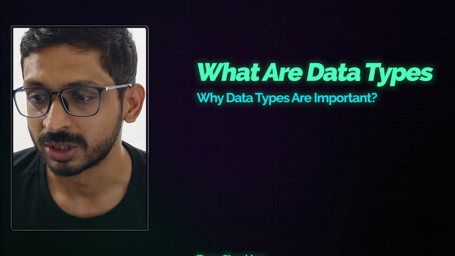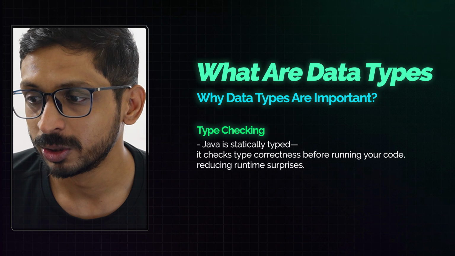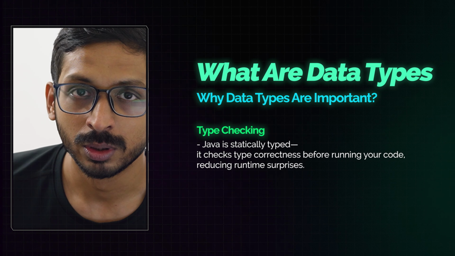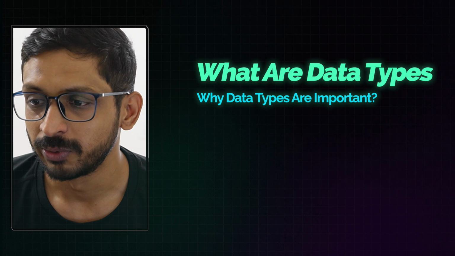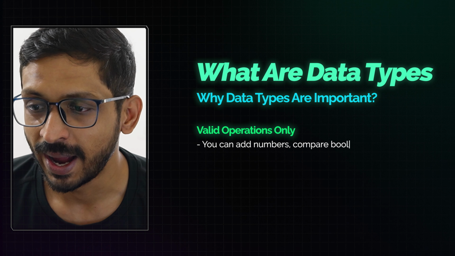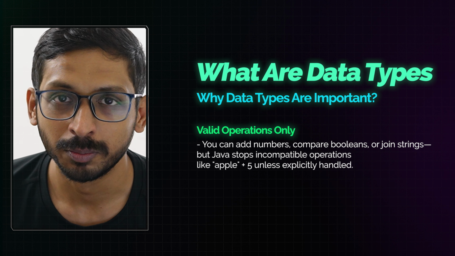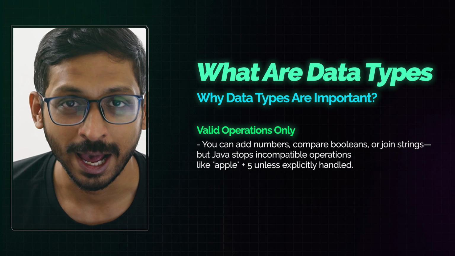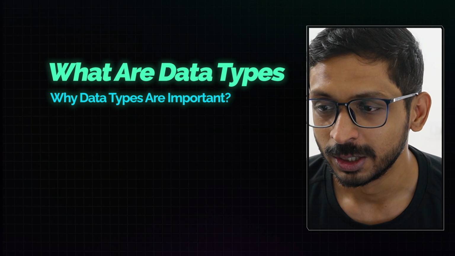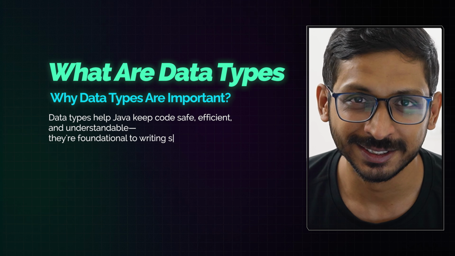Java also uses type checking. Since it's a statically typed language, Java checks all the types are correct before the code runs. This means you are going to get fewer runtime errors. And finally, valid operations. We can add numbers, compare booleans, and join strings, but we cannot mix incompatible types, right? Like you cannot add a word apple to an integer 5. So in short, data types keep our data safe, efficient, and easy to understand.